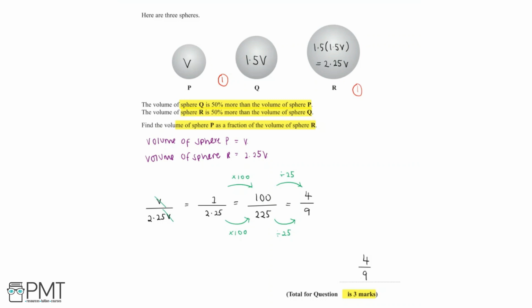And we get the third and final mark for finding the volume of sphere P as a fraction of the volume of sphere R, and by doing V divided by 2.25 V, and eventually simplifying to find the correct final answer of 4 over 9. And so we've now achieved the full 3 marks needed in this question.